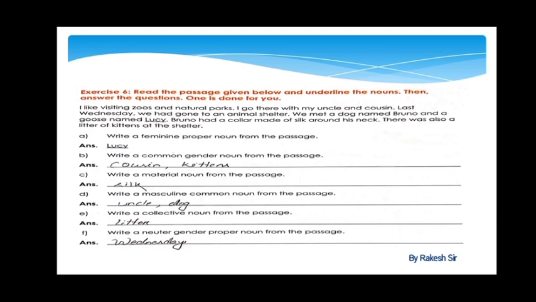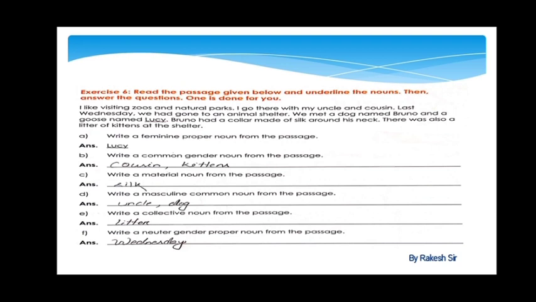Write a material noun from the passage. Here it says Bruno had a collar made of silk. Silk is a noun and that is your material noun. So the answer is silk. I wrote it already, you check. Write a masculine common noun from the passage. Masculine refers to male. The first one is uncle, and the second masculine in your passage is dog. Either any one you can write, uncle or dog.